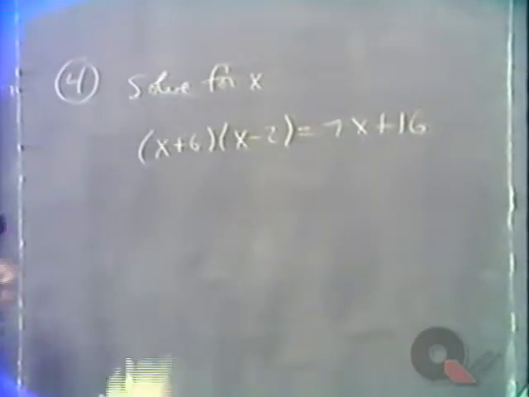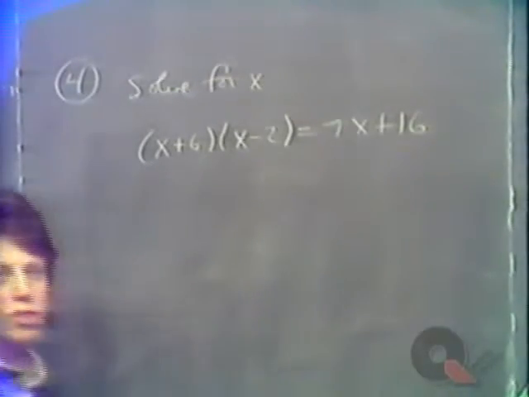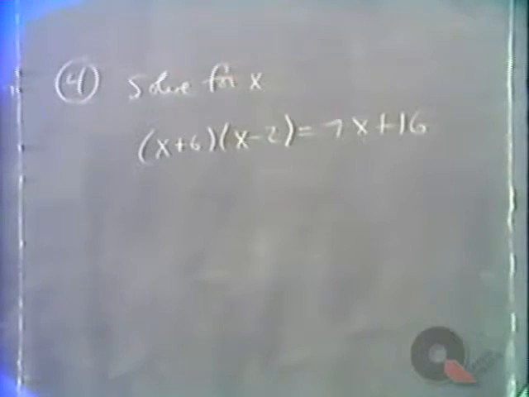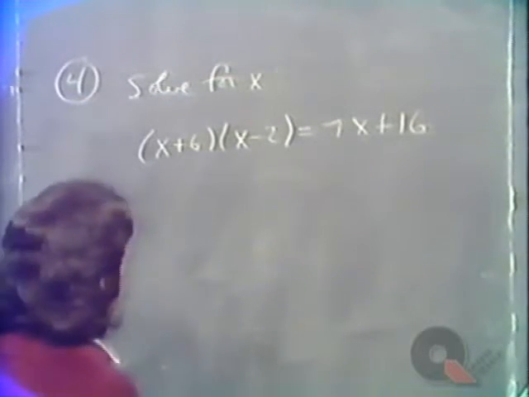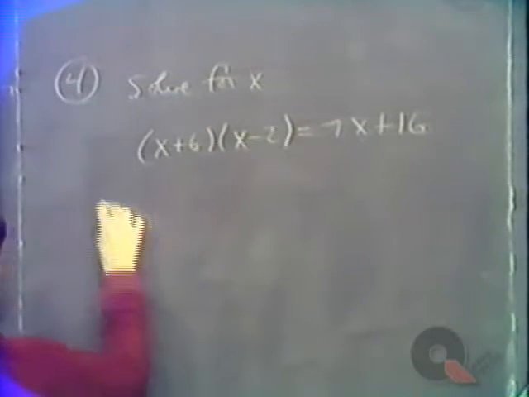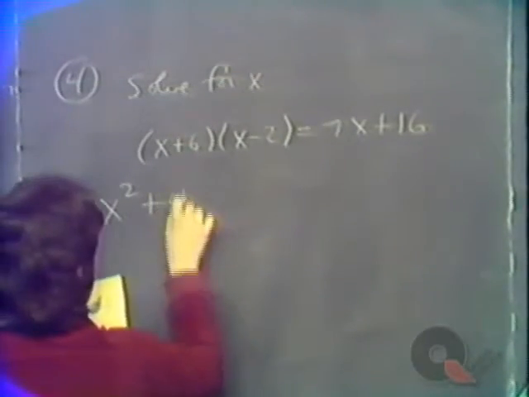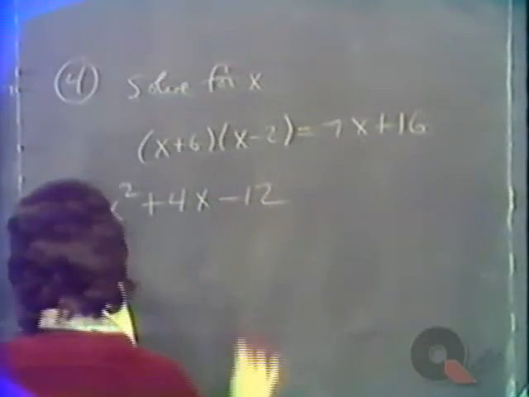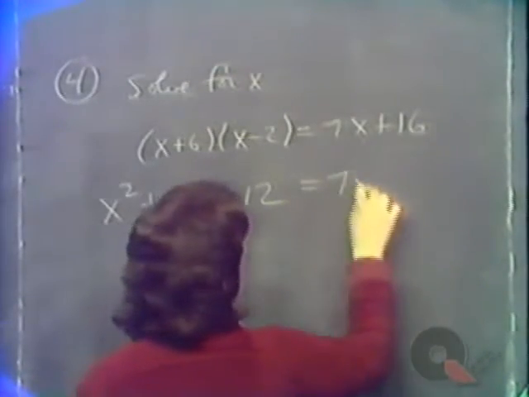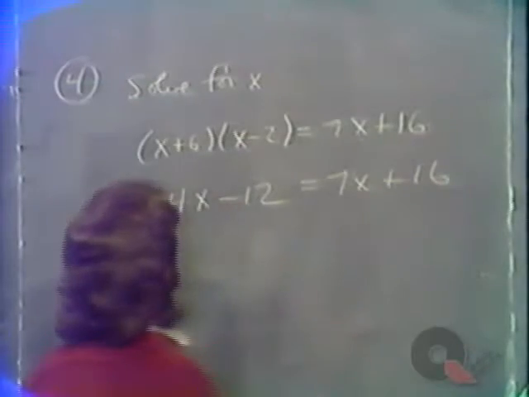But here, having this product equal to 7x plus 16, you have to start by multiplying it out using FOIL, bringing it all over to one side, and then working on the quadratic equation. So multiplying this out by FOIL, we get x squared minus 2x plus 6x, that's plus 4x, minus 12 equals 7x plus 16.